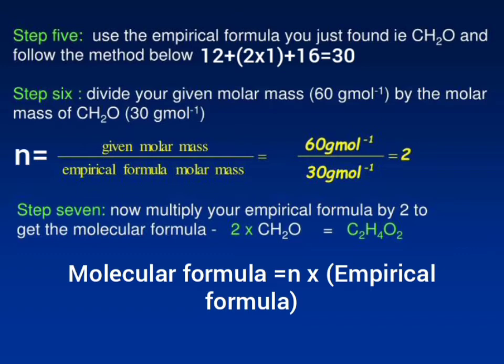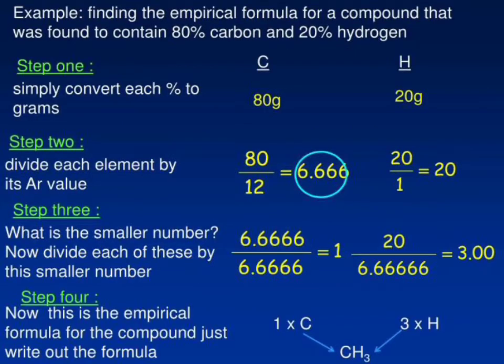which is equal to 2. The seventh step is to multiply the empirical formula by the value of N. Here in this case, the empirical formula CH2O is multiplied by 2 and we will get the molecular formula as C2H4O2. Next question is to find the empirical formula of a compound that contains 80% carbon and 20% hydrogen.